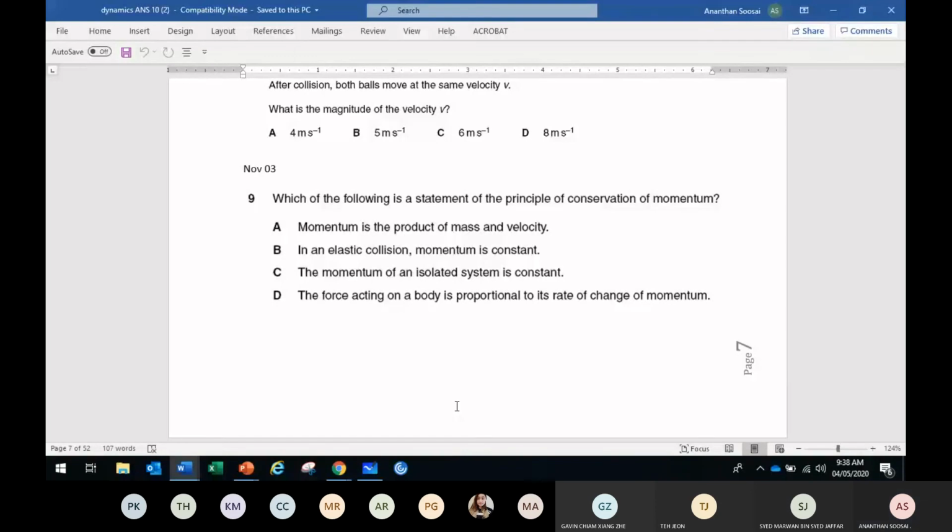D is what? Anyone? D, is it anything involving any type of principle or law? What law is that? Newton's second law. Very good. Newton's second law: the force acting is proportional to the rate of change of momentum. Yes, Newton's second law. Nothing to do with the principle of conservation of momentum. Of course, the principle of conservation of momentum is formed from which law? Newton's third law and second law. We got the principle of conservation.